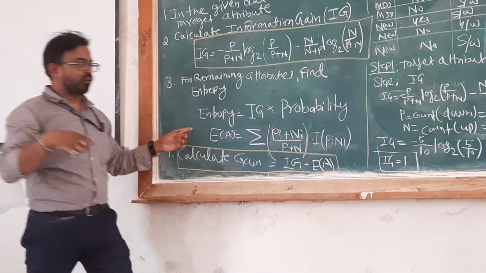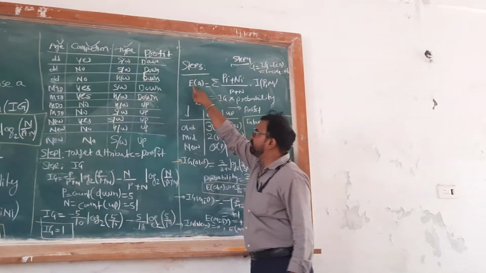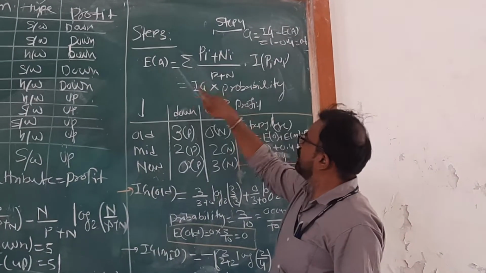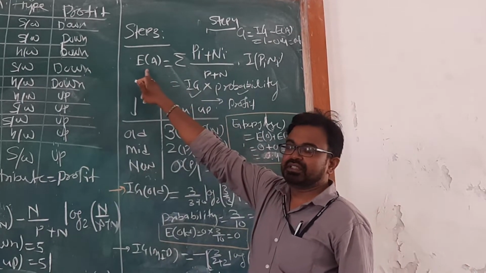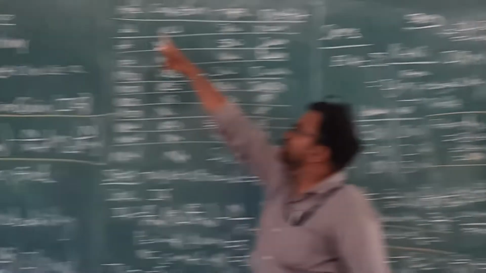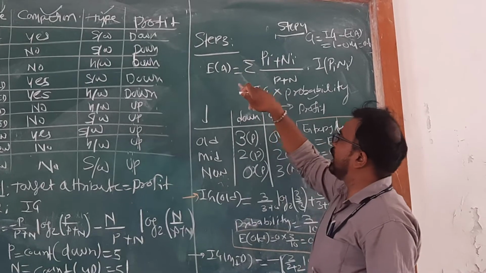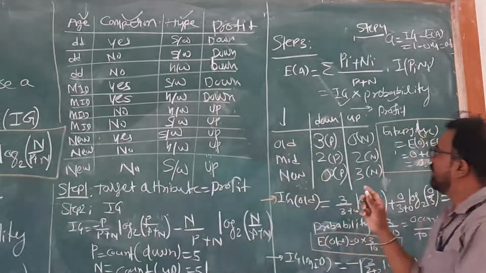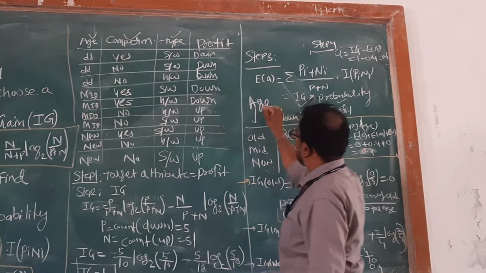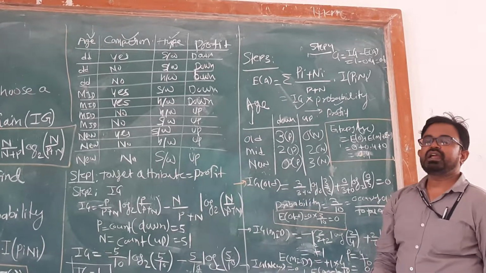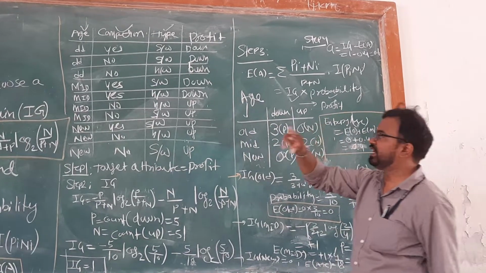Now let us go for the calculations of entropy. This is step 3, and this is the formula. We have to remember this formula: Ig into probability for each. Here we are going to take the attribute age. To calculate the entropy for age, again we will make one table, where our attribute is age.